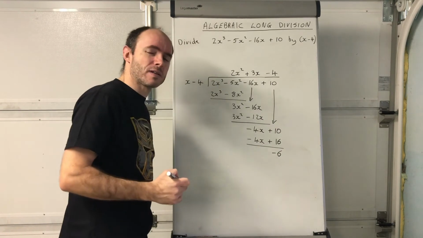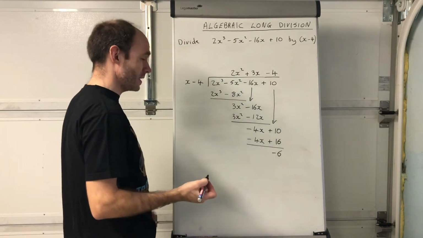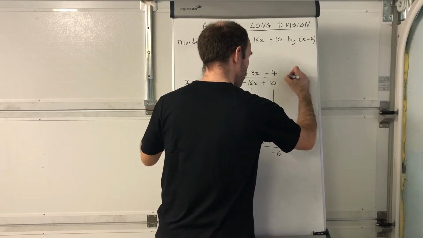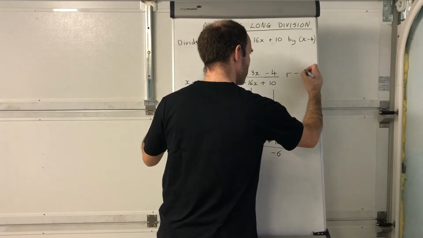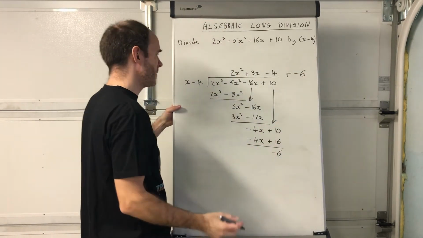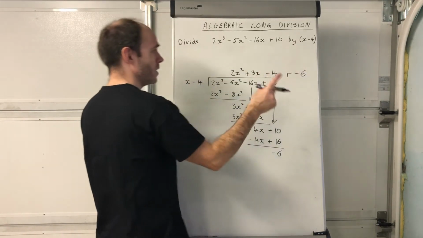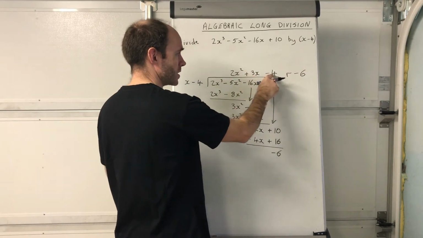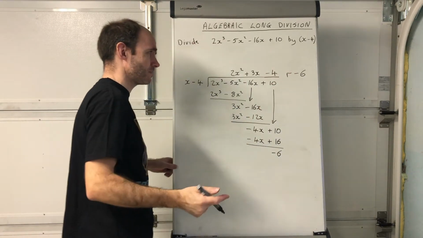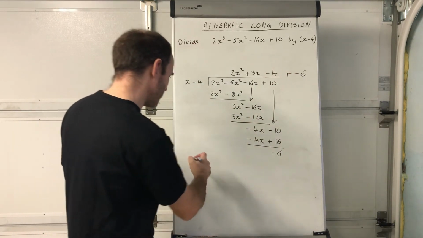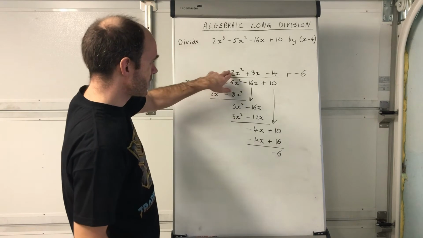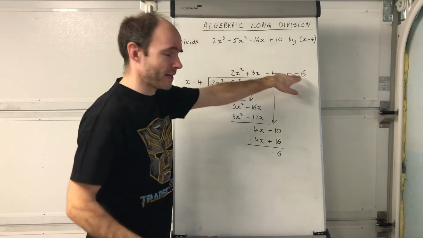What that means is there's a remainder in this question. Sometimes we write the remainder like this, r -6. Remember that from primary school? So in other words, our answer is, when you divide this by x minus 4, we get 2x squared plus 3x minus 4, remainder negative 6. Or you write down underneath, therefore the answer is 2x squared plus 3x minus 4, remainder negative 6.